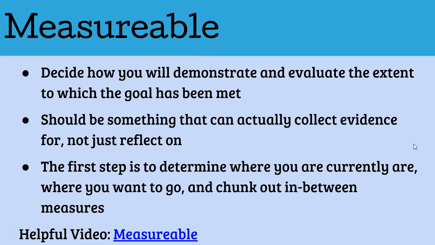Measurable. This is something where you really have to come up with some kind of number where you're going to evaluate how it's going. It should be something that you can collect evidence for, not just something that you can reflect on along the way to think, oh, I think it's going okay, or no, I don't think I'm really meeting it. You need to have something that you can actually measure. So part of it is to figure out where you currently are, where you want to end up, and then figure out how you can break that into some manageable pieces.